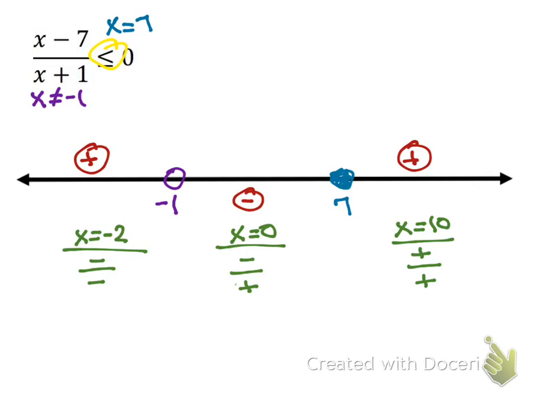For our interval, we wanted less than or equal to, so we want negative. We would have an open circle for the -1. An open circle, a parenthesis for the -1 because it's an open circle, a bracket for the 7 because it's a closed circle. And that's the only interval that fulfills the inequality.